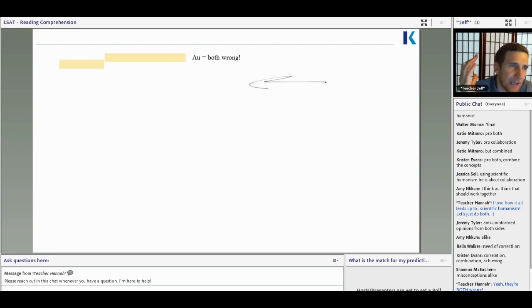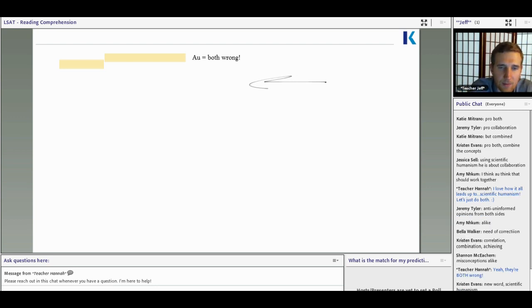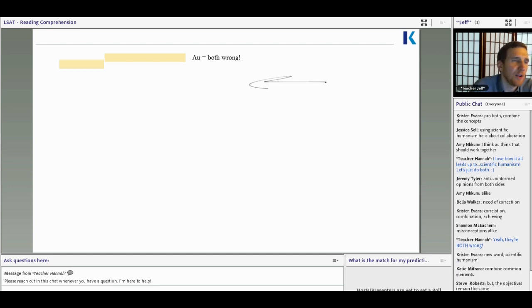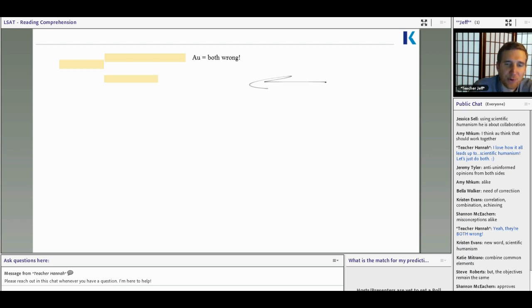And again, we want to be careful. We don't want to mark keywords that are right next to each other because we don't want to get confusing. But what's the concept that you notice happening after this? Scientific humanism. Yeah, how does the author feel about scientific humanism? Author approves, right? Author is like 2 thumbs, way up.